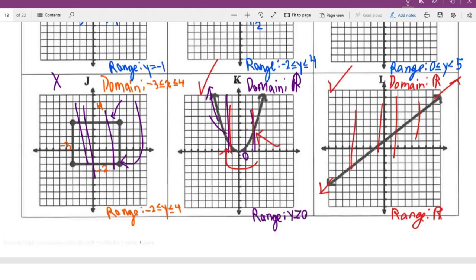And we can determine whether it's a function by looking at the graph and doing the vertical line test, seeing if our vertical line touches the graph more than once. If it does touch it more than once, then our graph fails the vertical line test and this graph is not a function. If it passes and only touches it once, as it does with L, then it is indeed a function.